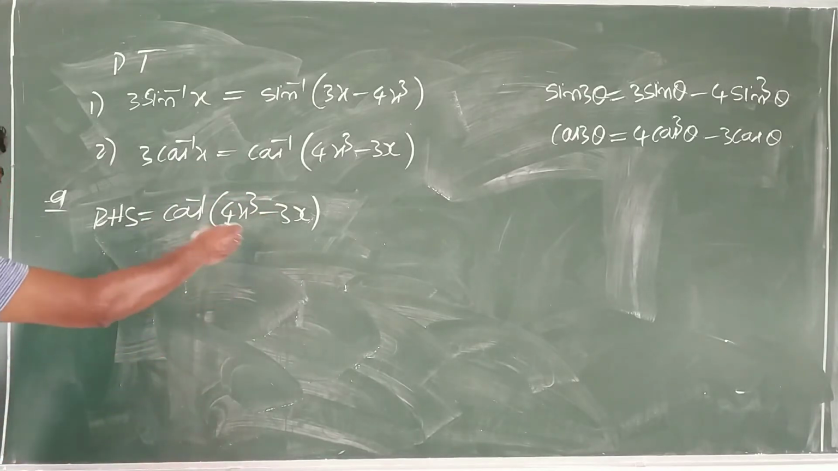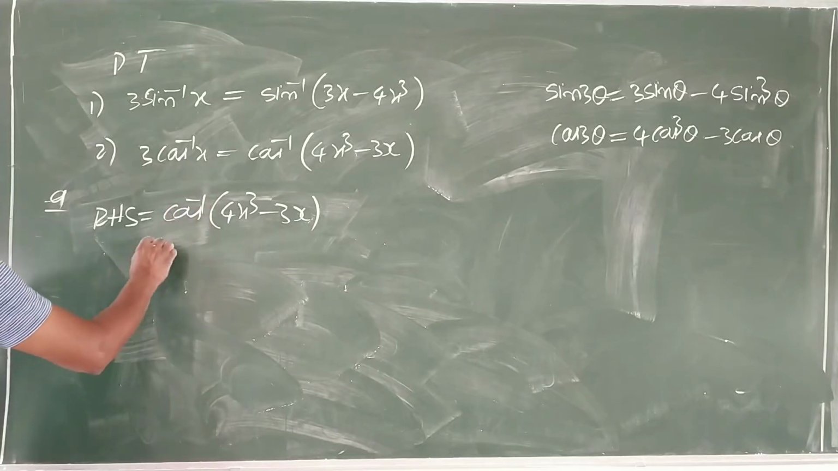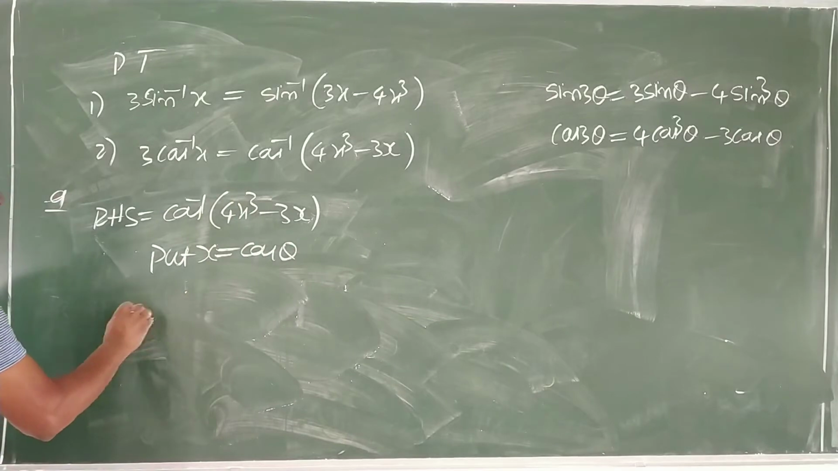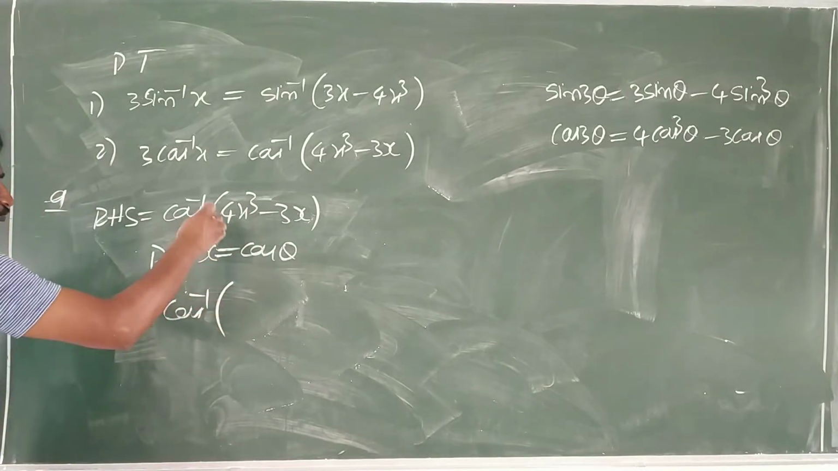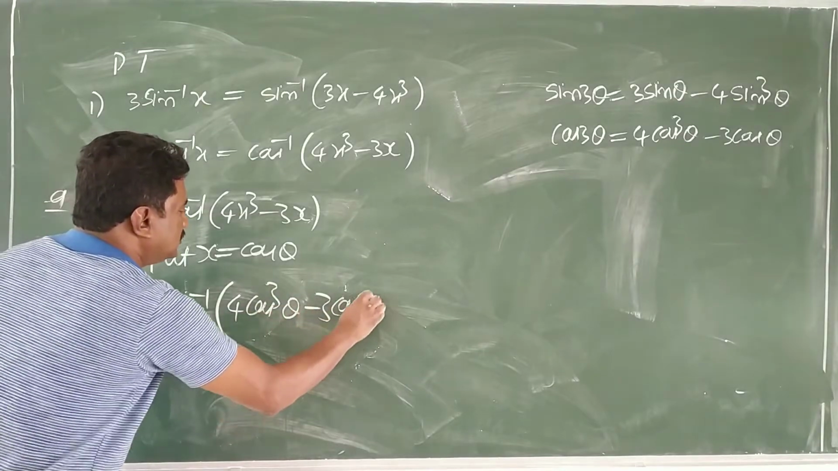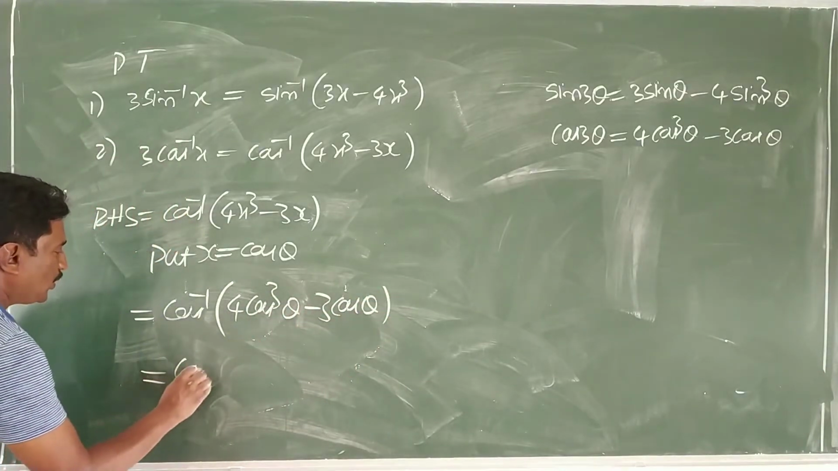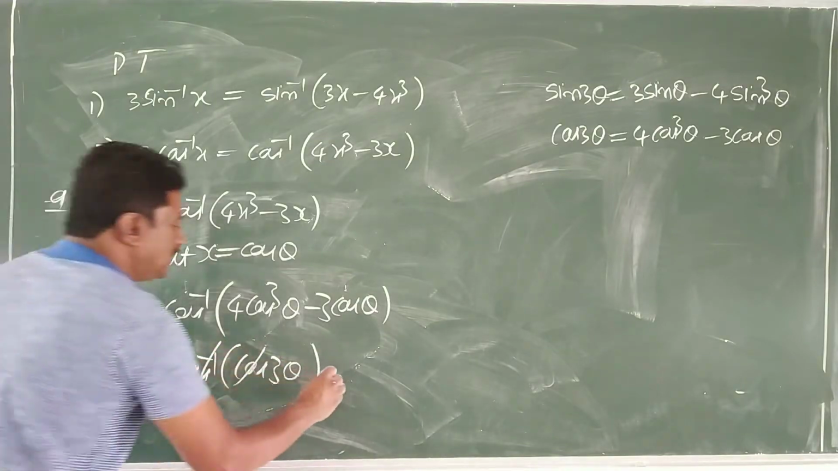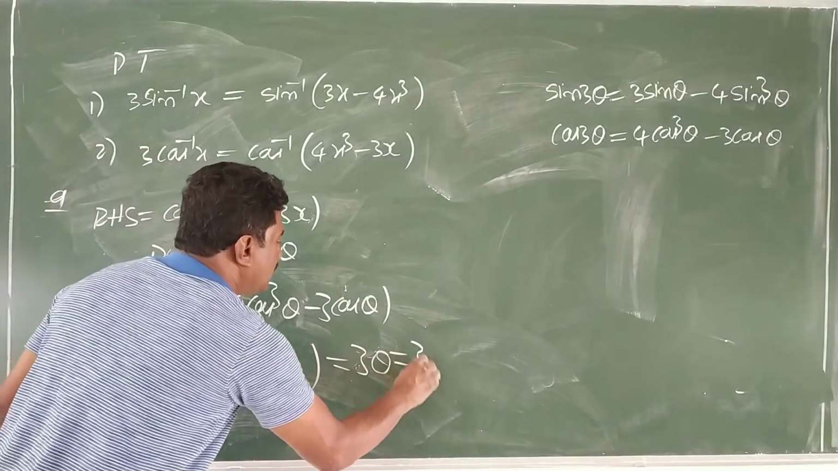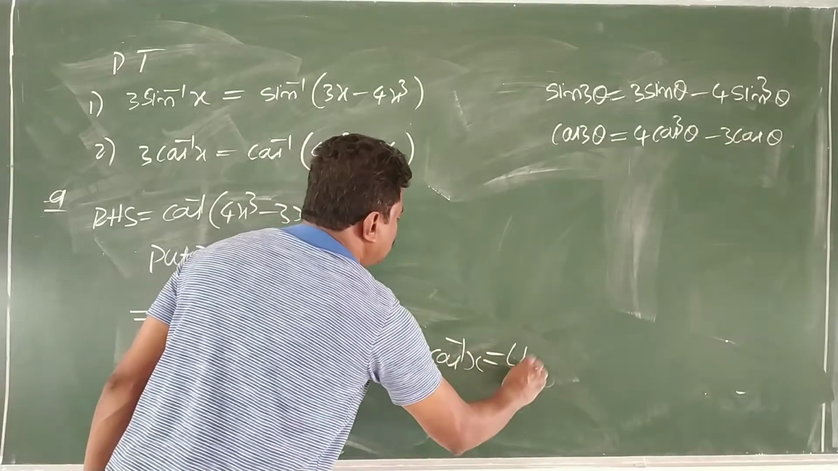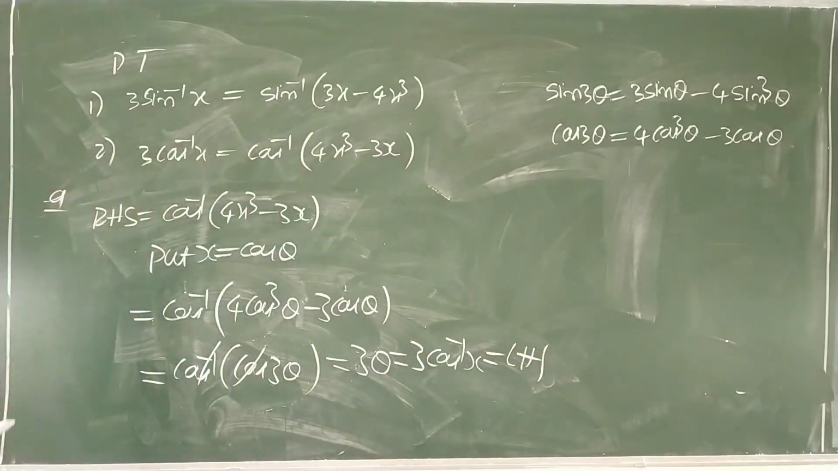So tell me, what is to be taken for this? Cos theta. Put x equals cos theta. Cos inverse of 4 cos cube theta minus 3 cos theta is equal to cos inverse cos 3 theta. Cos inverse gets cancelled. 3 theta. 3 into what is theta? Cos inverse x. So we got LHS, students. Proving this is so easy. Let's move on to solving one more question.